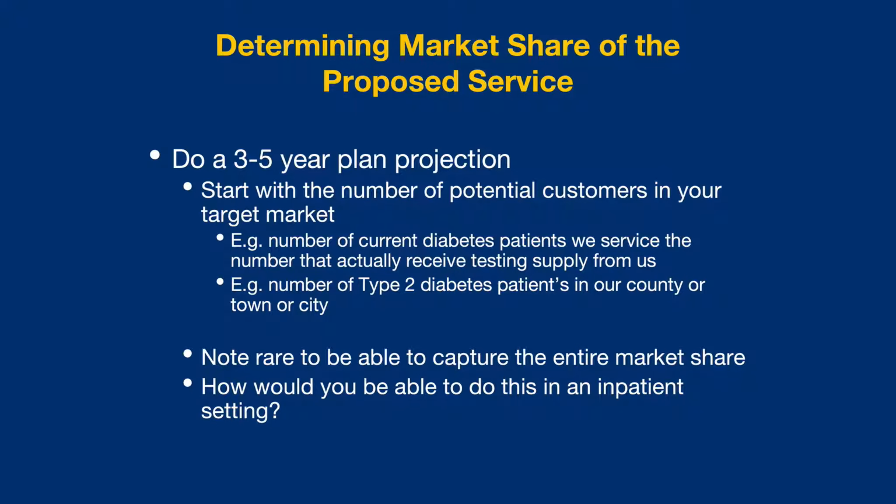So, for example, if we had 100 patients and only 25 of them got testing supply, but we hope with our educational programs to get 25 additional, we would take 25 patients times 12 months times whatever the cost of dispensing, and that would be our annual gross revenue. But whatever type of services you're trying to develop, it's important to realize you're not going to capture all of the market share at first.